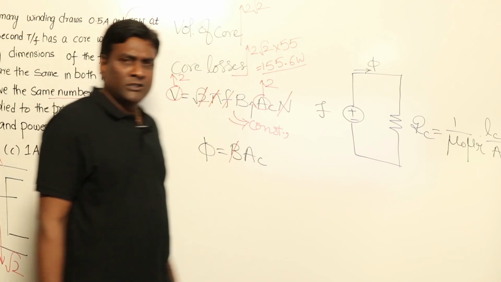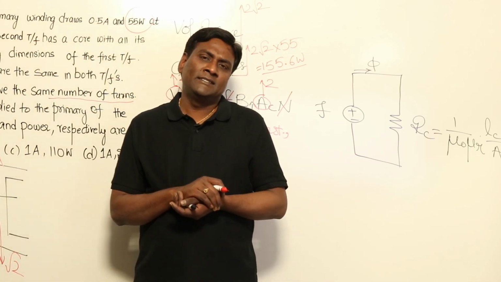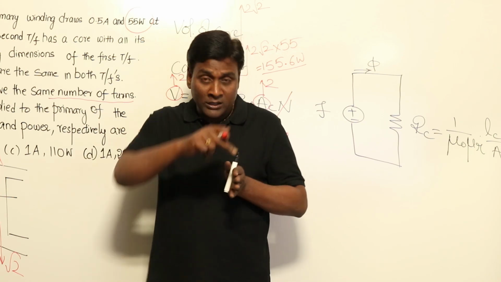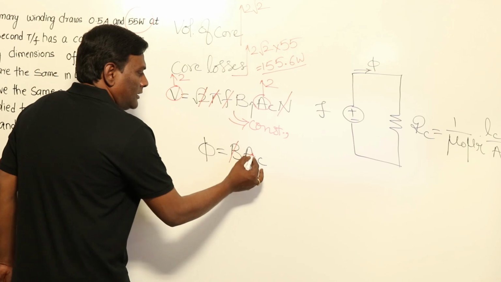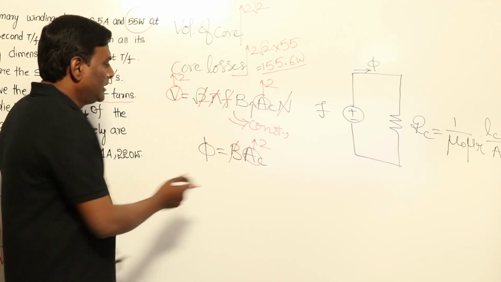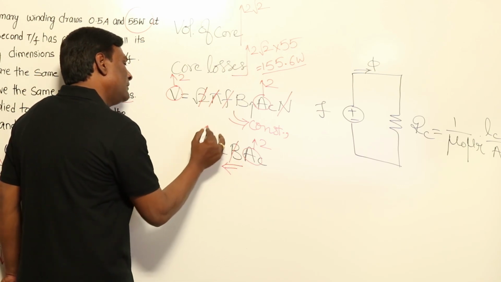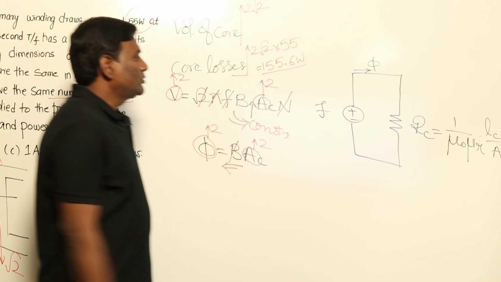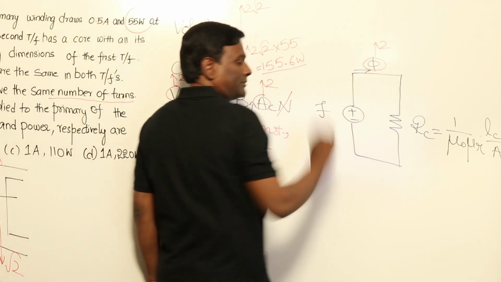Now the area of cross section of the core: when each side is increased by root 2 times, the total area of cross section of the core will be increased by 2 times. So this is increased by 2 times, which means AC is increased by 2 times, which means my flux will be increased by 2 times. So in the second case, the flux increases by 2 times.